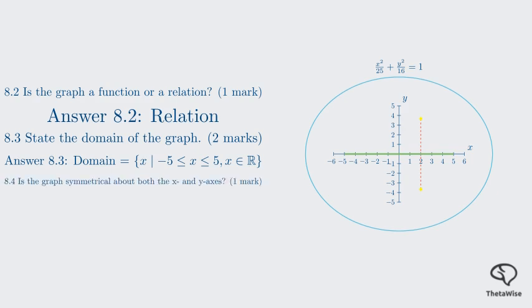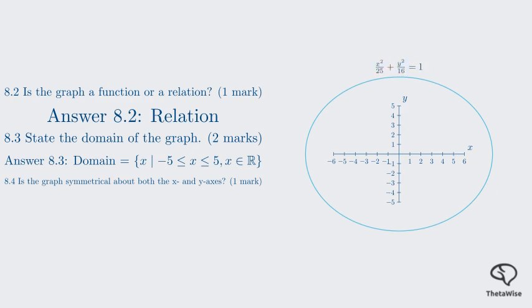Finally, part 8.4 asks, is the graph symmetrical about both the x and y axes? Yes, an ellipse centered at the origin is symmetrical about both axes. If you fold the ellipse along the x-axis, the top and bottom halves match perfectly. The same is true if you fold it along the y-axis, the left and right halves match.